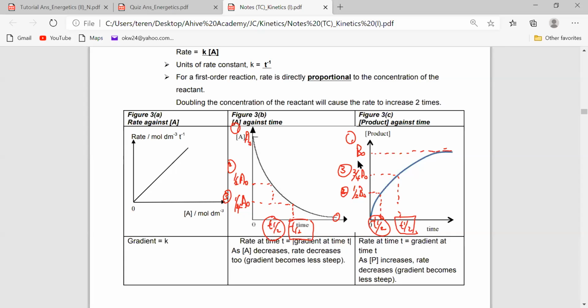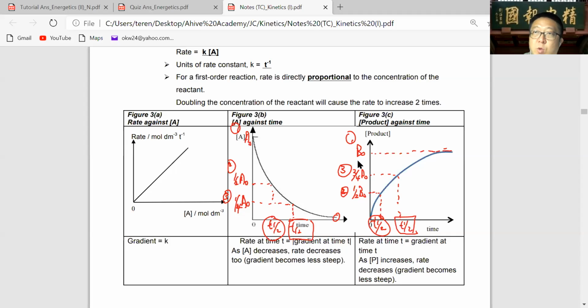So you must understand the relationship between reactant and product. It's just like a seesaw. Reactant goes down, product goes up. Reactant goes down, product goes up. The time taken for the reactant to go down by half is also the time for the product to increase by half of its original amount. I don't know whether you understand what I'm trying to say, okay?